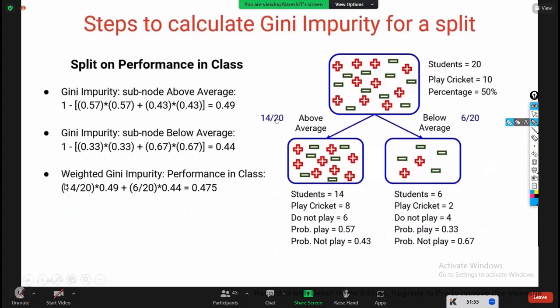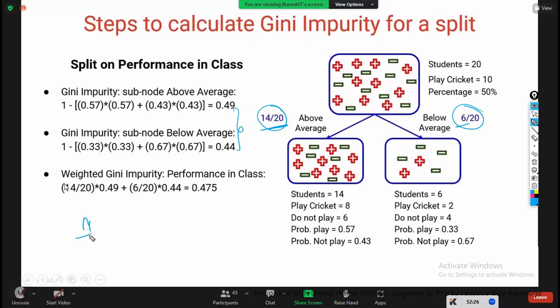Why weighted Gini impurity? This side I'm having 14, this side I'm having 6. If I'm having both sides 10 and 10, I will simply apply the arithmetic mean. Since both of them are not having the same weightages, I have to go with the weighted average, which I have discussed in the descriptive statistics. You apply the weighted average when the two sides have different weightages. Here one side 14 students are there, one side only 6 students. So now I'm going to apply the weighted average.